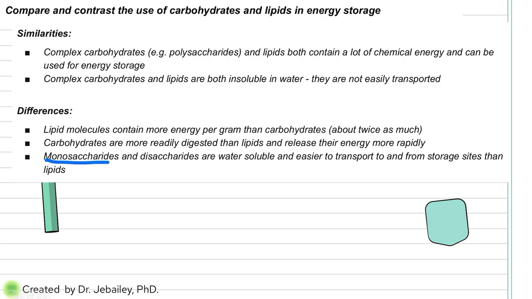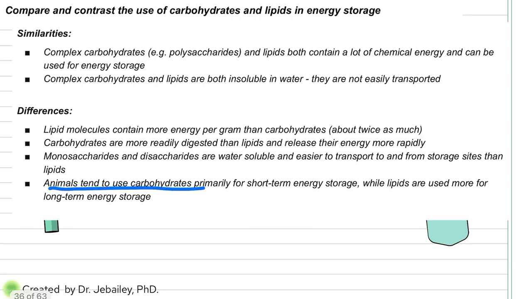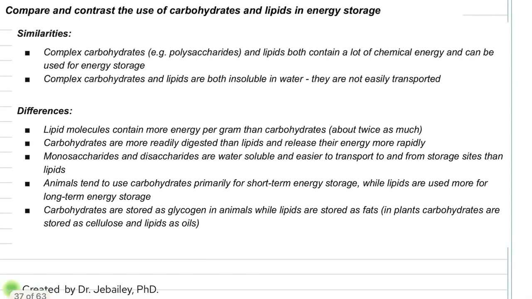Another difference, monosaccharides are water soluble and easier to transport than lipids. It's true. So not the complex carbs, like I said, the monosaccharides. That means 1 unit of glucose or 2 units of them are small, so they can easily go through the water and the blood. They're much easier transported than lipids. Animals tend to use carbs primarily as short-term energy, while lipids are long-term energy. That's the most common thing students know in IB exams. And carbs are stored as glycogen in animals, and lipids are stored as fat. So you can see again some of the things that I mentioned.